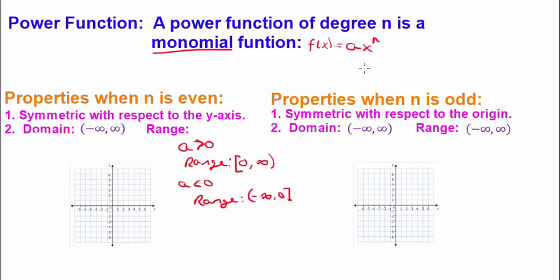And here's why. Remember, the a actually affects two different things with our polynomial, with our power function actually. Number one, it's going to determine whether it's been reflected across the x-axis. So when a is positive, it's going to be opening up. When a is negative, it's going to be opening down because it's been reflected across the x-axis. The second thing it's going to do is change any vertical stretching or compressing, which we talked about in previous lessons.